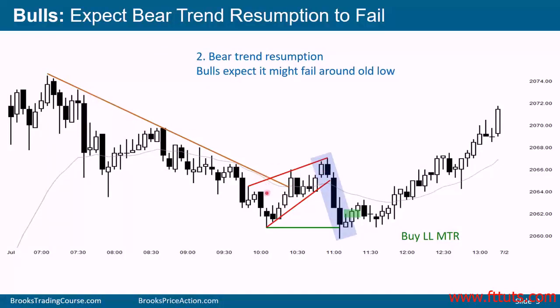You have a bear trend line and you have a reversal strong enough to break above the trend line, and then you get a resumption of the bear trend, testing the old low. Sometimes it trends up a little bit above, sometimes it goes a little bit below, but you want the bear trend to resume.